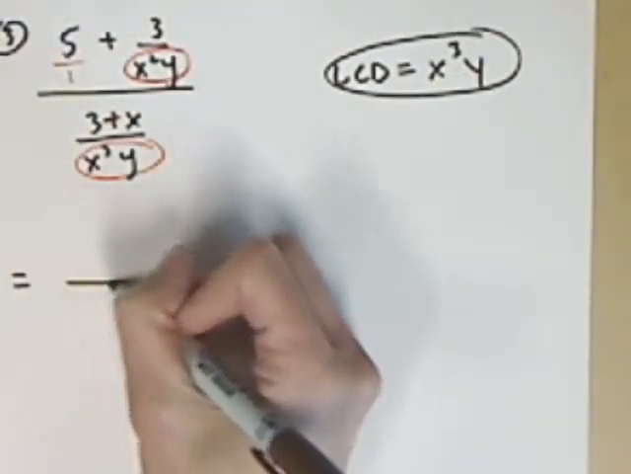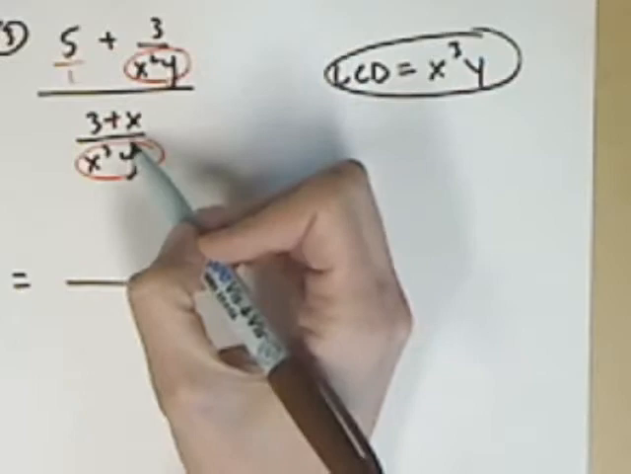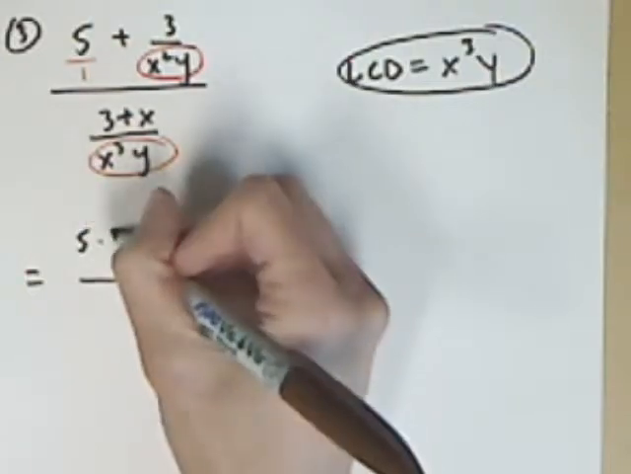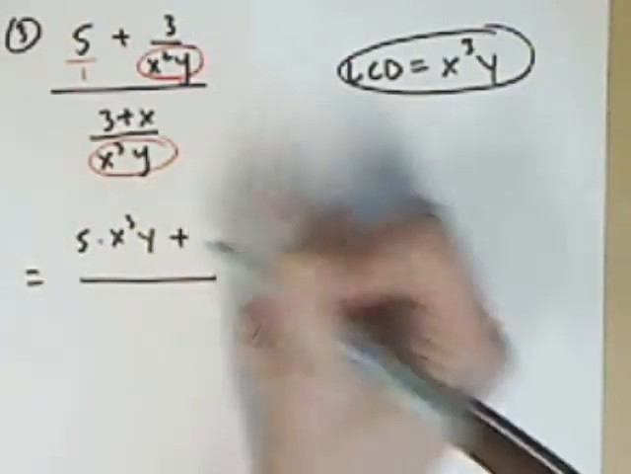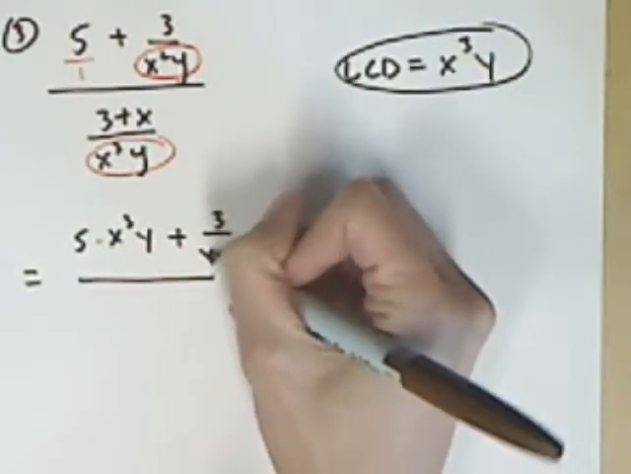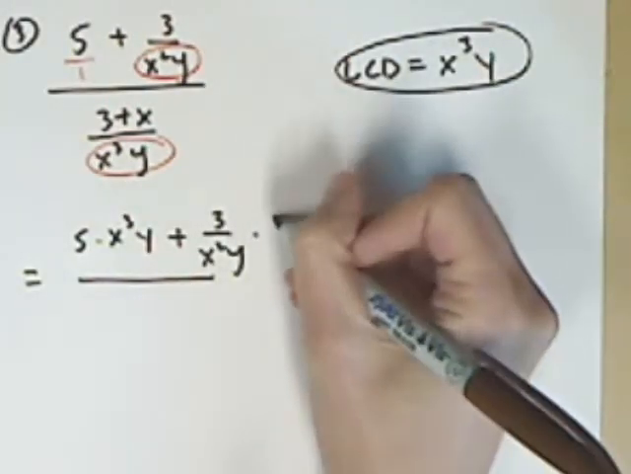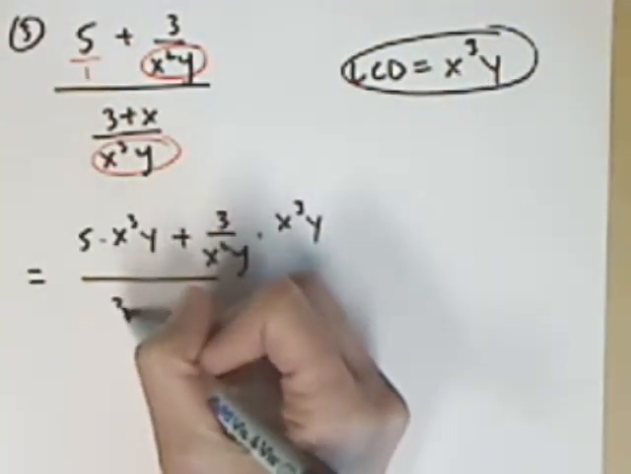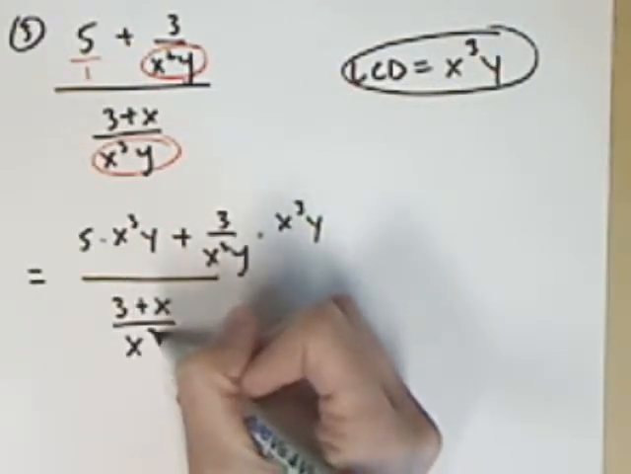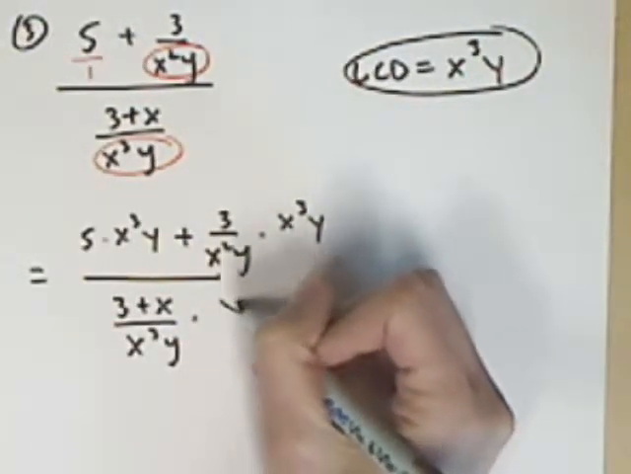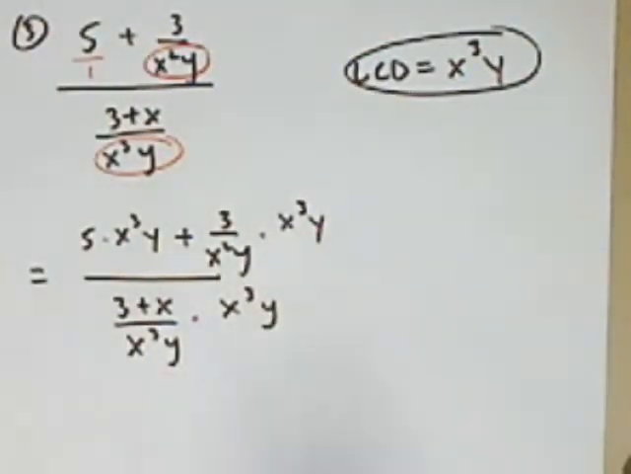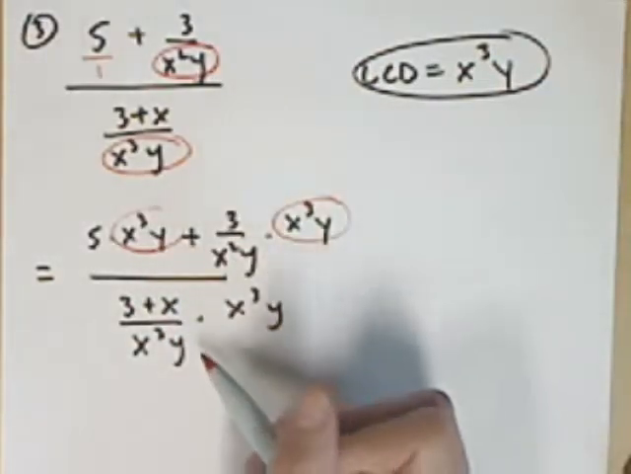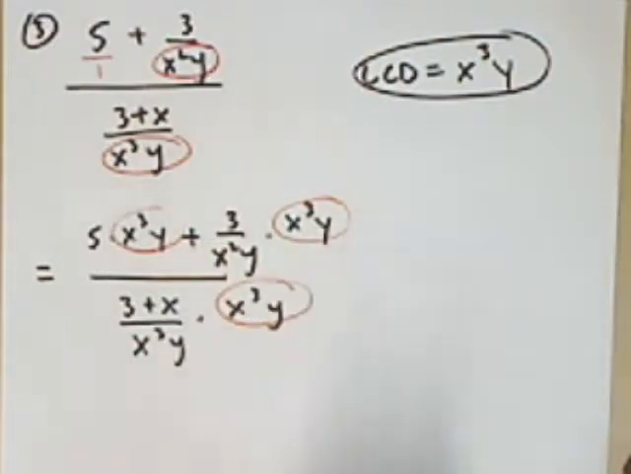I'm going to run that LCD through and multiply it by each of the terms of my complex rational expression. So I take the 5 and I multiply it by an x cubed y. Plus sign is next. I take the 3 over x squared y. I multiply it by my LCD, x cubed y. In my denominator, I have this last fraction, which is 3 plus x over x cubed y, and I multiply that by x cubed y. So you can see that I have the original 5 times the LCD, the next fraction times the LCD, and my denominator's fraction times the LCD.